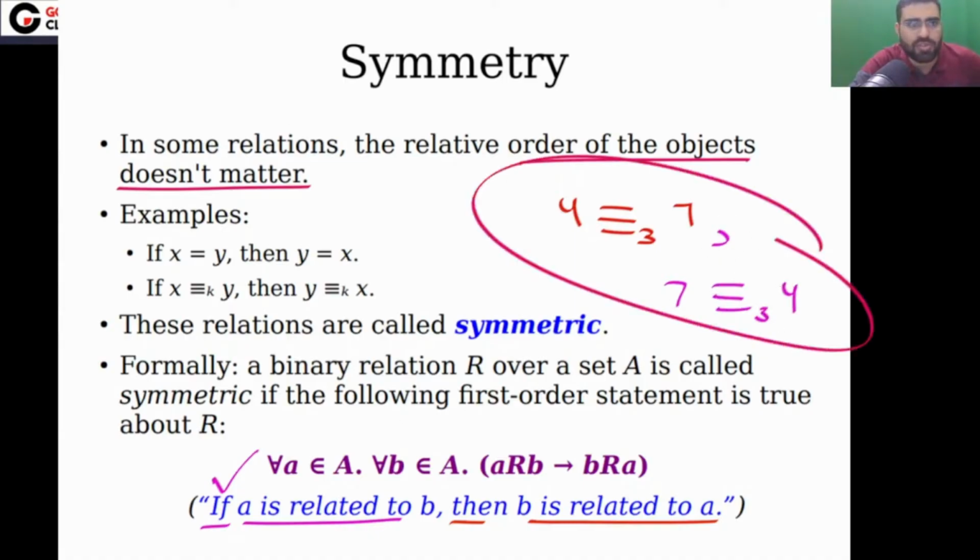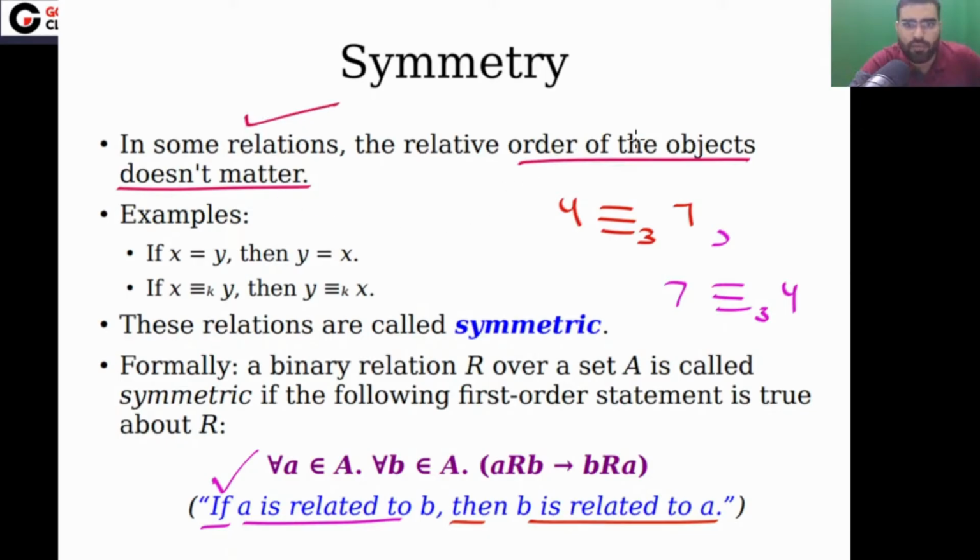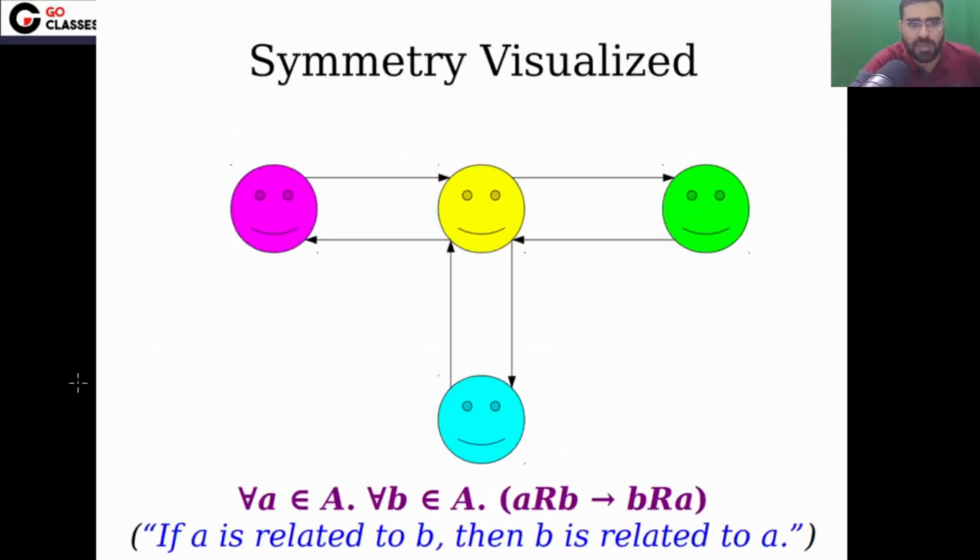So in this type of relation, the order of objects does not matter. This type of relation is called a symmetric relation. Symmetric relation means if A is related to B, then B should be related to A. For example, if this is related to this, then this should be related to this. This is your symmetric relation.